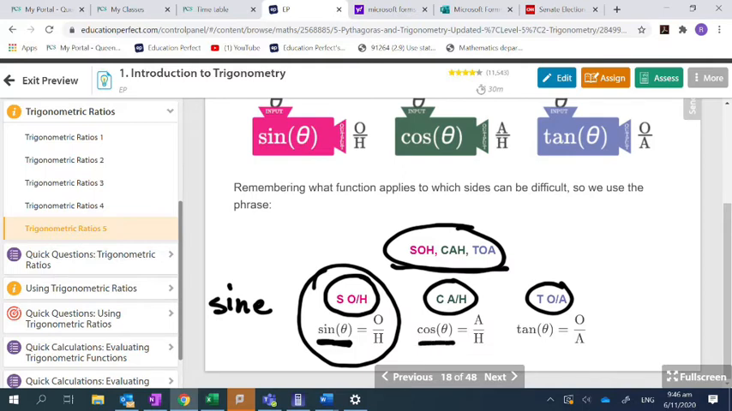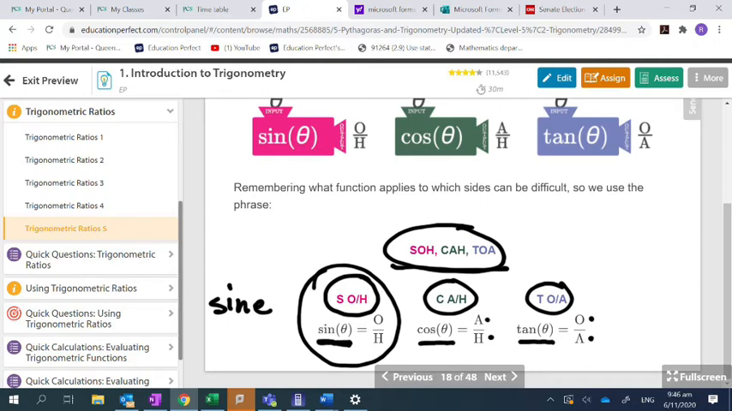The next one, the CAH, is cosine, and it's simply the adjacent over the hypotenuse. And finally, the last one is called tangent, and it's the opposite over the adjacent. SOHCAHTOA. Remember that? Say it. SOHCAHTOA. If you can remember SOHCAHTOA, then you can do any of these.